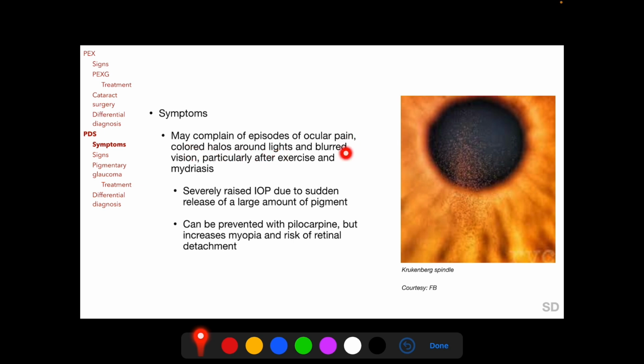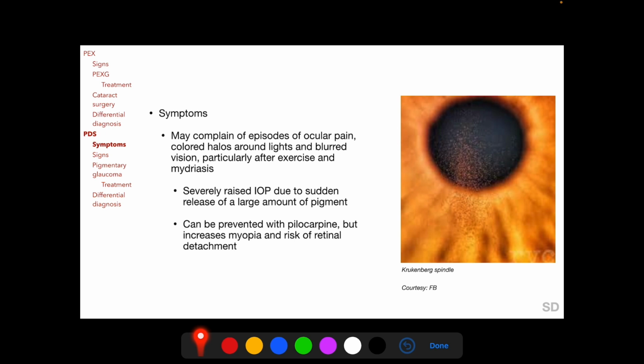Patients with pigment dispersion syndrome can have symptoms such as episodes of ocular pain, colored halos around lights and blurred vision, particularly following exercise and mydriasis. This cluster of symptoms resembles those found in patients with primary angle closure having subacute attacks. Following exercise and mydriasis, there can be severe elevation of intraocular pressure due to sudden release of a large amount of pigments from the posterior surface of the iris.